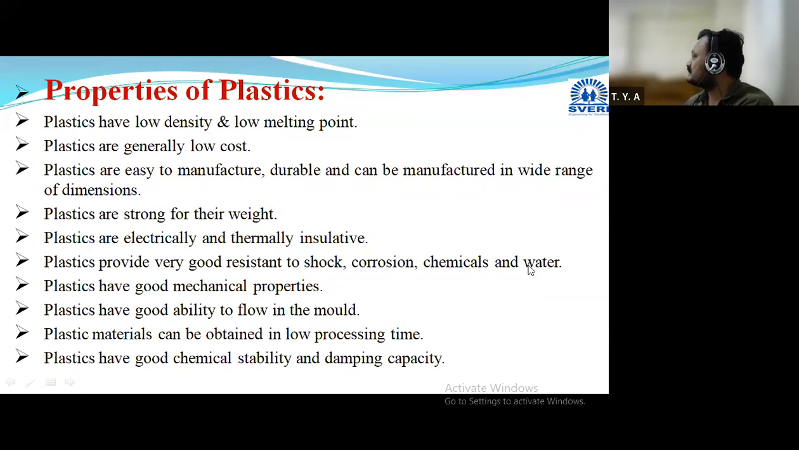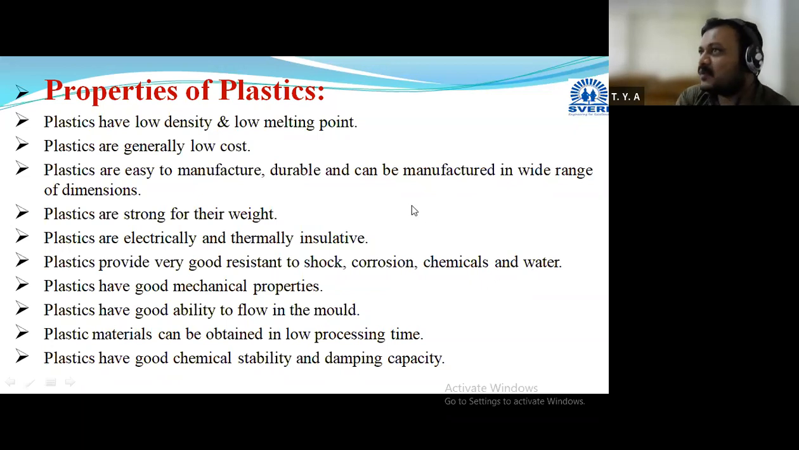Corrosion means degradation or loss of the material when it comes in contact with any medium. If it is a liquid medium, suppose steel material is there. When it comes in contact with seawater, material loss will be there. Some material will get eroded.